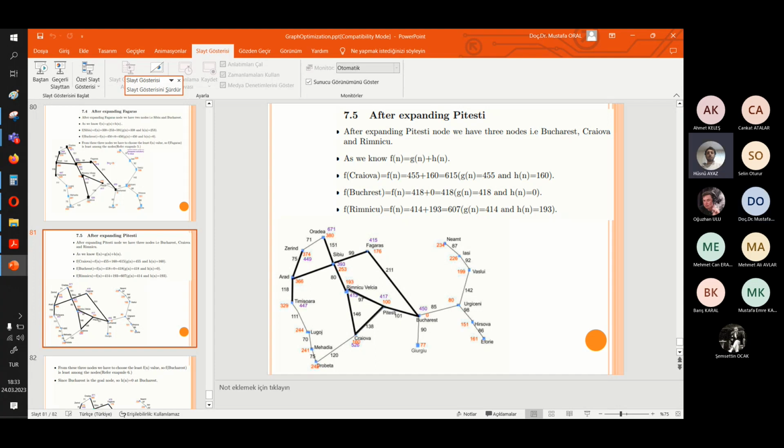Anladım hocam, teşekkür ederim. Rica ederim. Başka sorusu olan var mı arkadaşlar? Yok hocam.